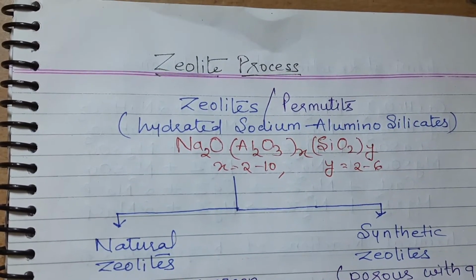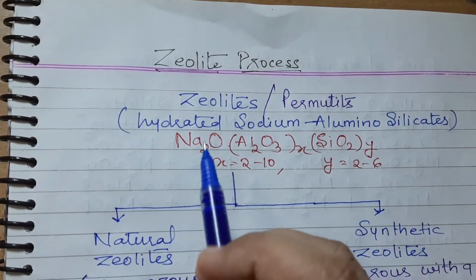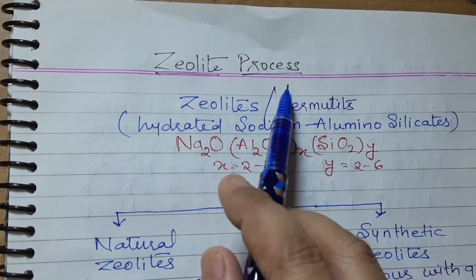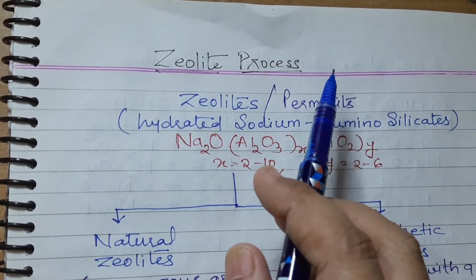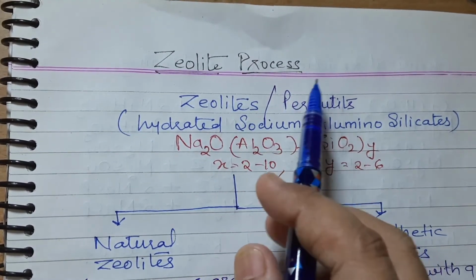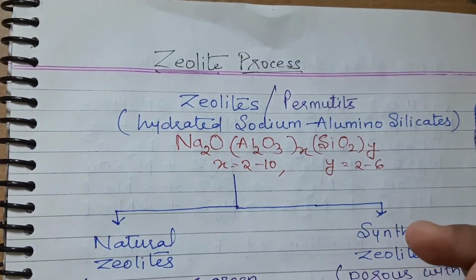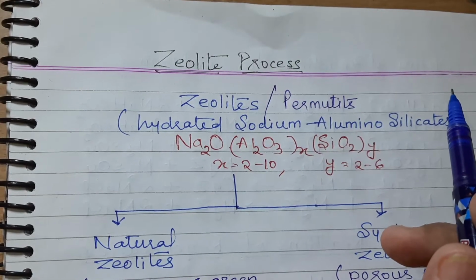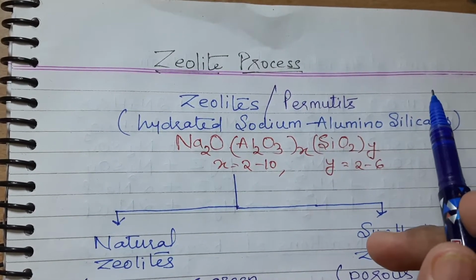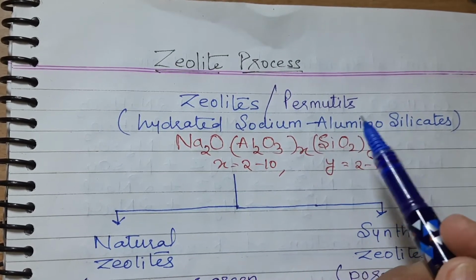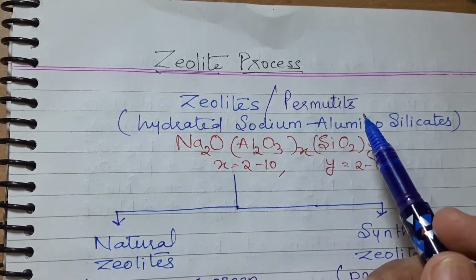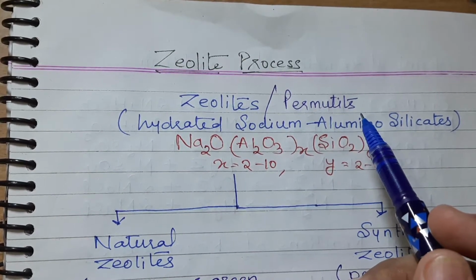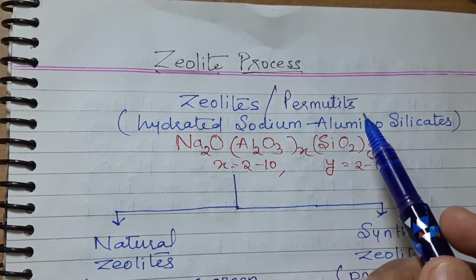Hello students, in today's lecture we will discuss the zeolite process for water softening. For water softening for industrial usage, there are so many methods available. With the help of them we can remove the calcium and magnesium ions from the hard water and thereby make it suitable to be used in industries.